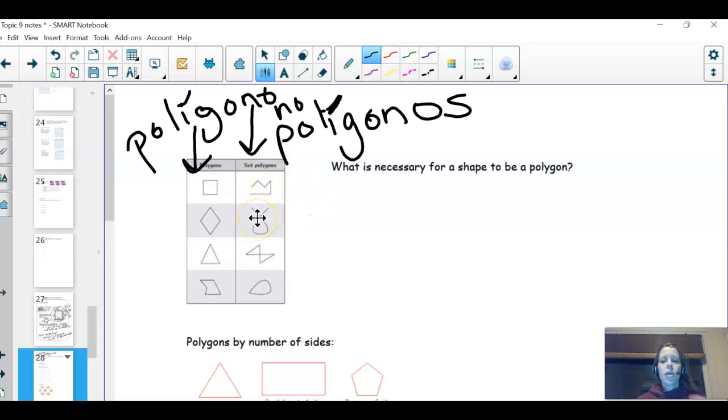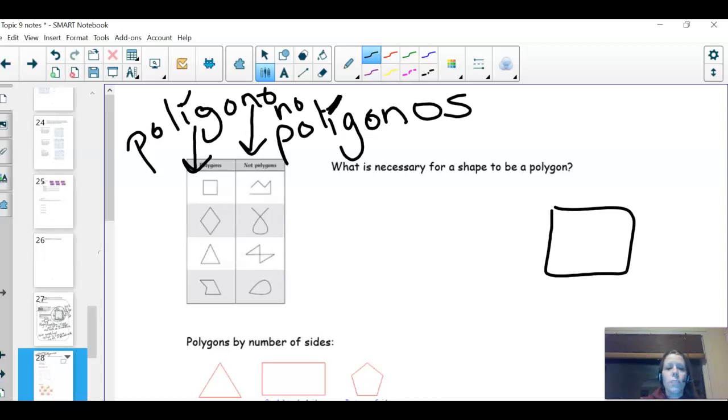Tú necesitas buscar a los diferentes tipos de polígonos y las formas que no son polígonos. Y en la caja necesitas escribir por qué estos son polígonos y estos no son polígonos. Okay, so go ahead and answer, put your answer in the box. Okay, so let's go ahead and look at what has to be true for something to be considered a polygon.